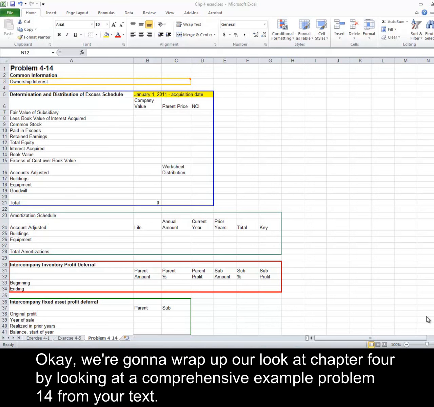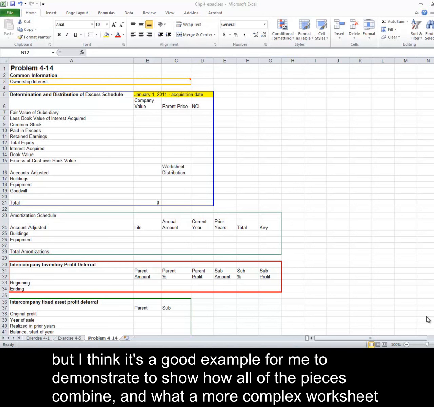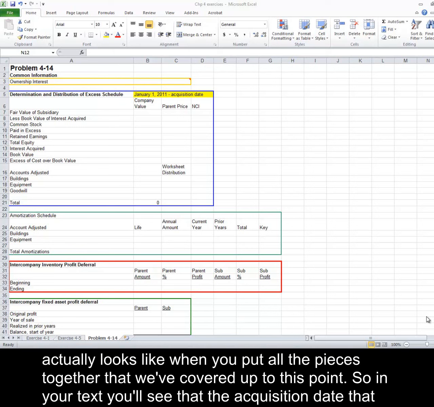Okay, we're going to wrap up our look at Chapter 4 by looking at a comprehensive example, problem 14 from your text. This problem is more comprehensive and covers more things than what you're going to have in your homework, but I think it's a good example for me to demonstrate how all of the pieces combine and what a more complex worksheet actually looks like when you put together everything we've covered up till this point.